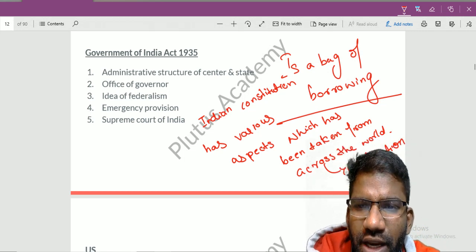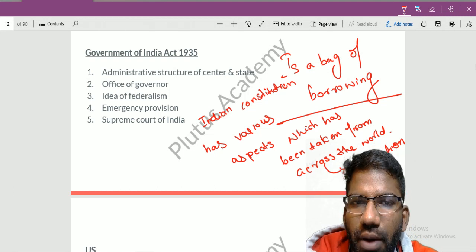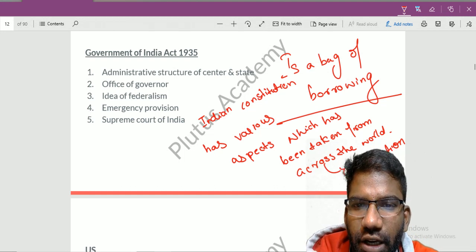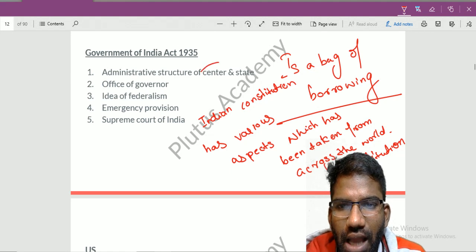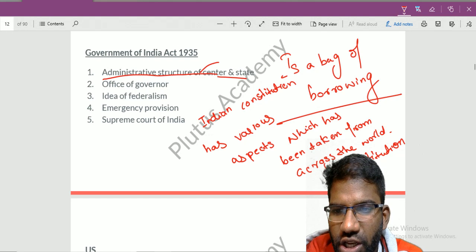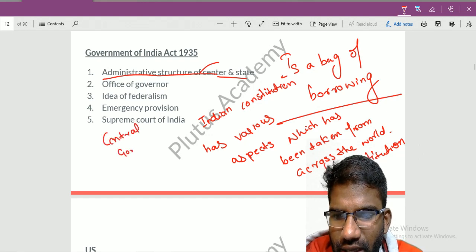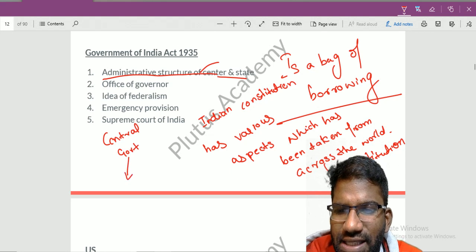Now, Government of India Act 1935. What has been taken from the Government of India Act 1935? The administrative structure of center and state. Friends, you know, in India we have a central government and we have various state governments.